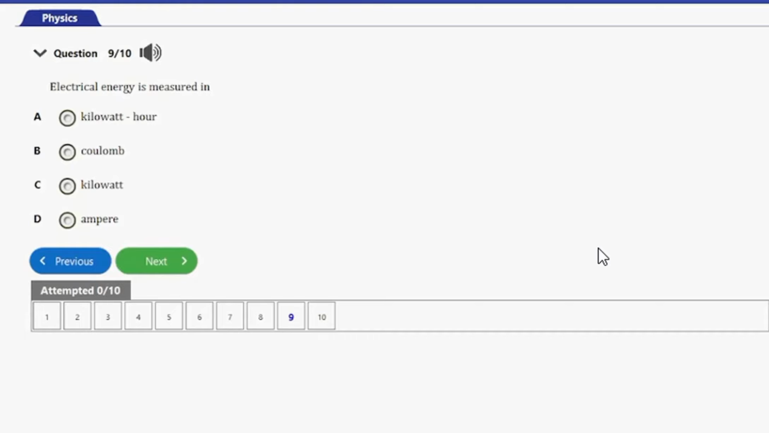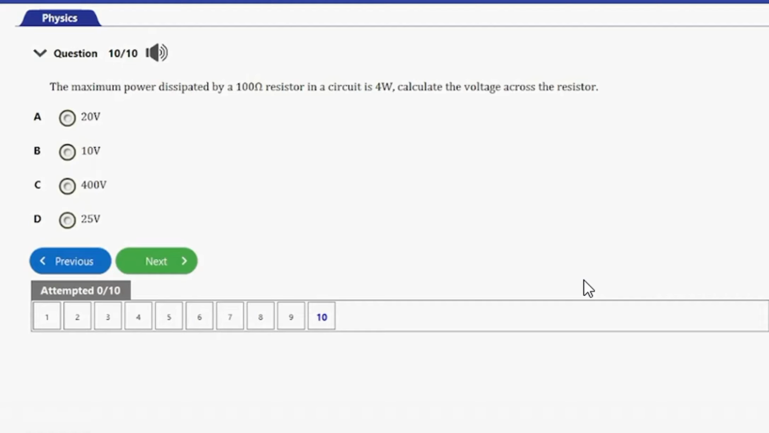Let's go ahead and consider the next and last question, guys. So that's question number 10 here. It says the maximum power dissipated by a 100 ohm resistor in a circuit is 4 watts. Calculate the voltage across the resistor. So guys, in order for us to calculate this, we have to first of all state that the power is voltage squared over the resistance.